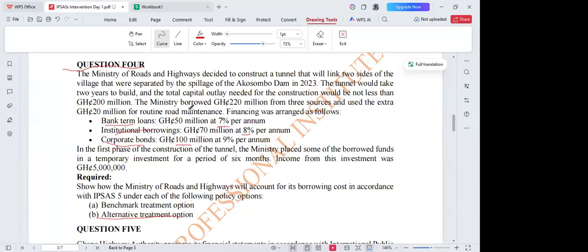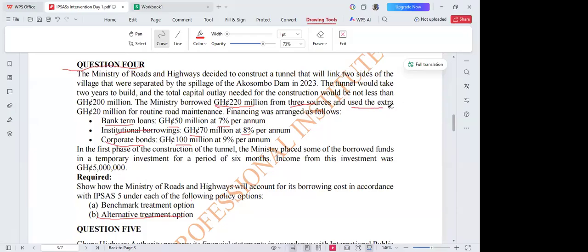But bear in mind, it wasn't all the amount that was used, right? Let's add all the loans together: 50, 70, 100. How much are we going to get? 220 million. That's correct. So they told us that we borrowed 220, which we have confirmed by adding the three. We borrowed 220 from three sources.